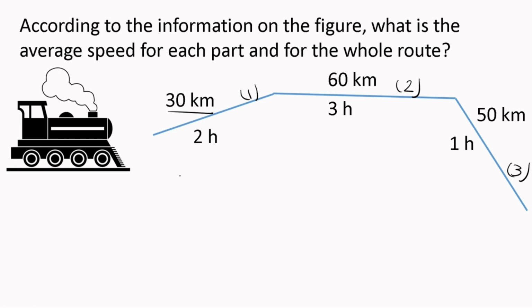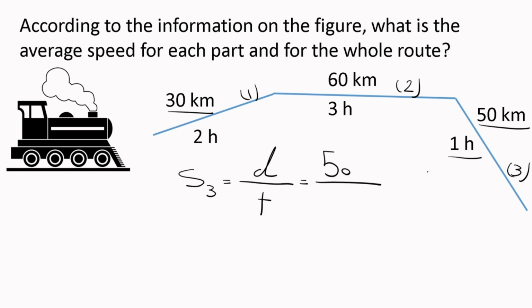Now I want to calculate average speed for the last part or third part. I'm going to use same formula. Do I have distance? Yes, in the third part, distance is 50 and time is 1. So it's going to be 50. And what is the unit? Because we have kilometer and hour, the unit will be kilometer per hour.